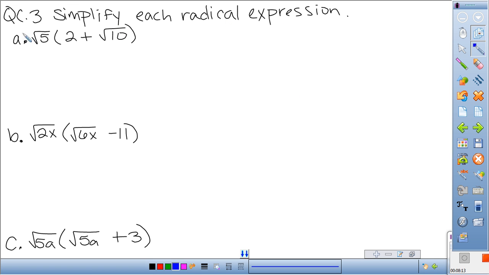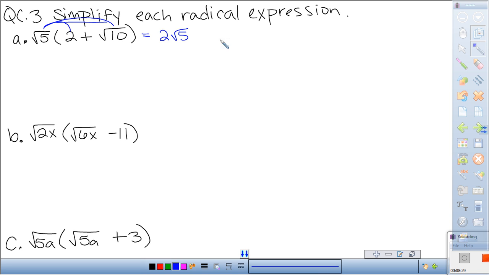So again, you just want to distribute first. We're trying to put it in simplest form, so distribute first. The square root of 5 times 2 is 2 square roots of 5. We always want to put our radical at the end, number first, just like if it was x times 2, it's 2x.